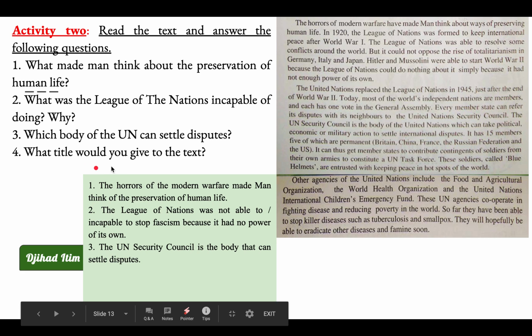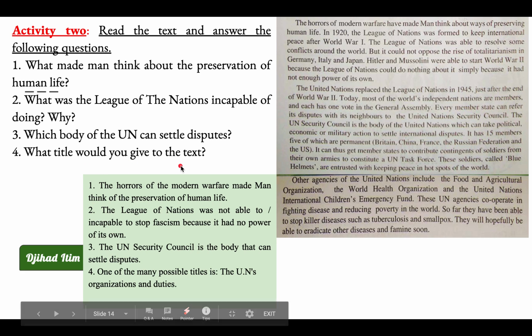What title would you give to the text? One of the many possible titles is UN's Organizations and Duties. After reading Grammar Desk page 39, read the sentences from 1 to 5 and answer questions A to C below. Any member state can refer its disputes to the United Nations. The League of Nations was able to resolve some conflicts. It could not oppose the rise of totalitarianism. The League of Nations couldn't impose sanctions.